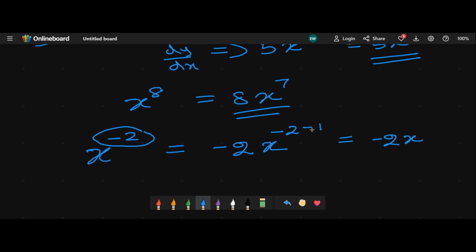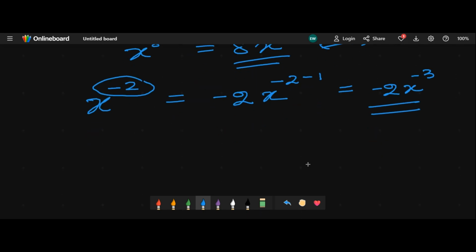Sometimes students see minus 2 minus 1 and write minus 1, like silly mistakes. Minus 2 minus 1 is minus 3. This is the answer. Right.